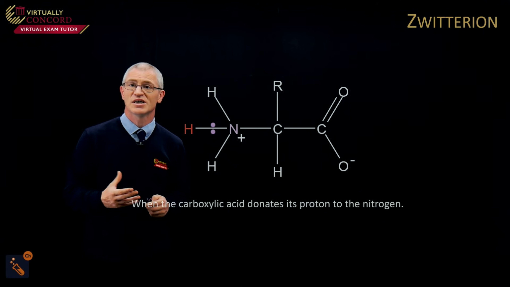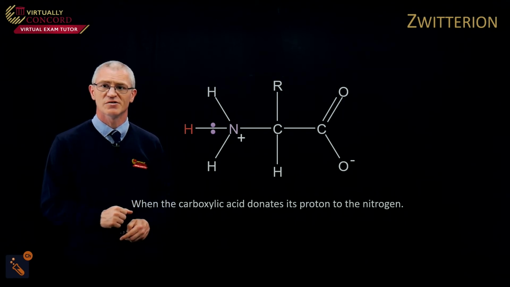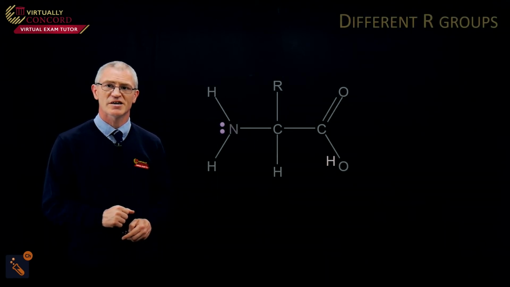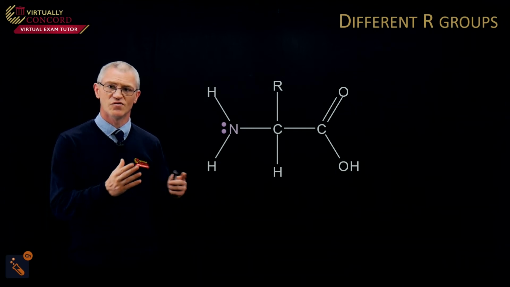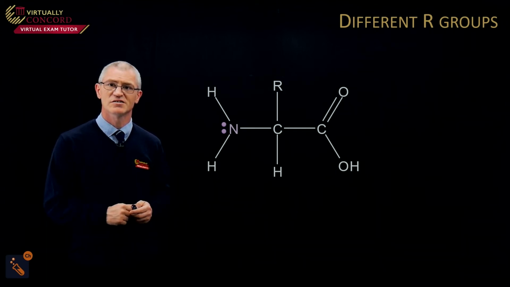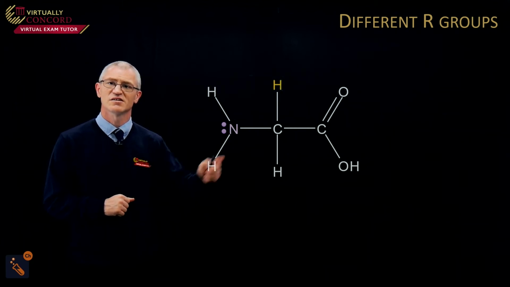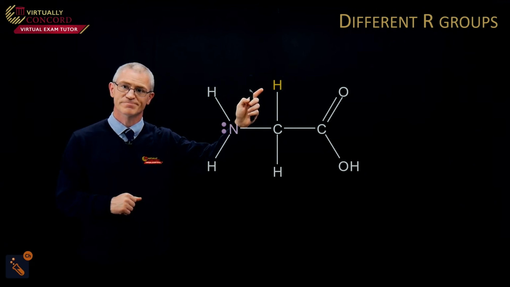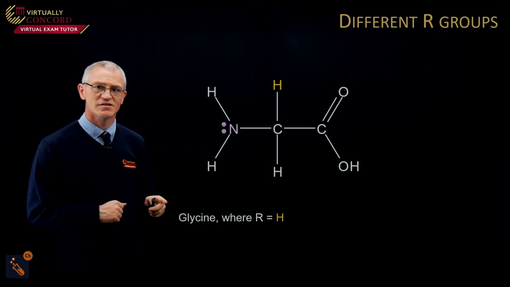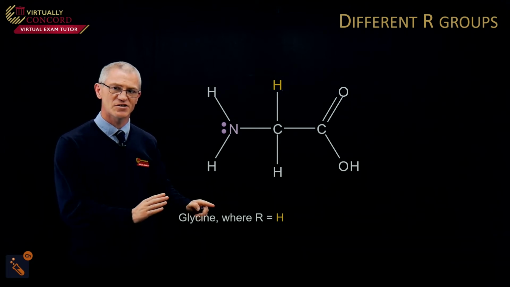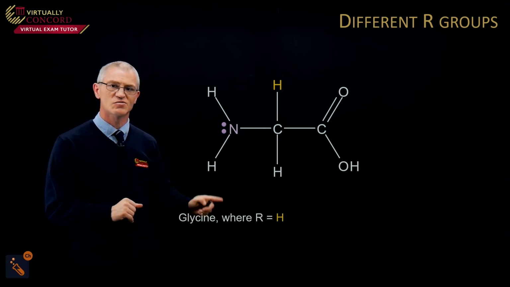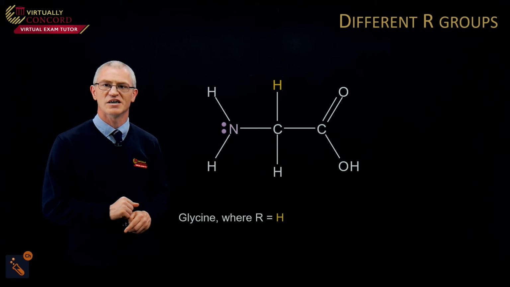Now, how do we change the amino acid? So we go back to our normal amino acid, and here we have our normal structure of our amino acid, and we're going to start changing the R group. So let's change it for our simplest one, which is an R group of an H. That means you have glycine. So different R group, different name. So glycine, where R is equal to H.